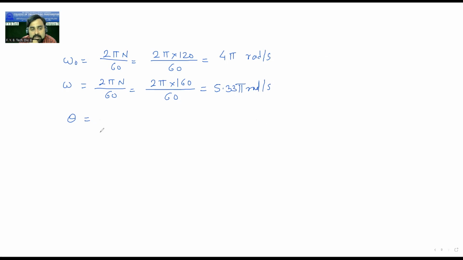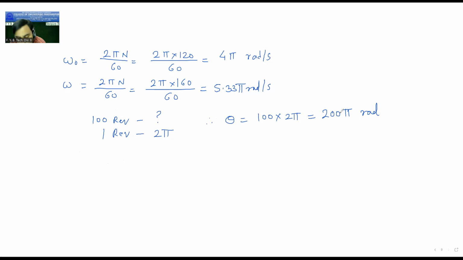100 revolutions is given. So for one revolution, your angle in radian is 2 pi. 2 pi radian is the angle for one revolution. So for 100 revolutions, x is the angle. What is the angle? Do cross multiplication. So therefore, theta is equal to 100 into 2 pi, which is equal to 200 pi radian. So this is theta.